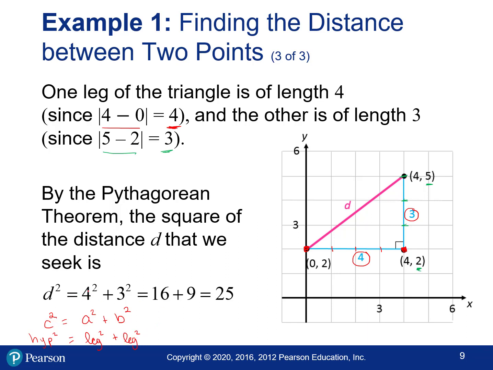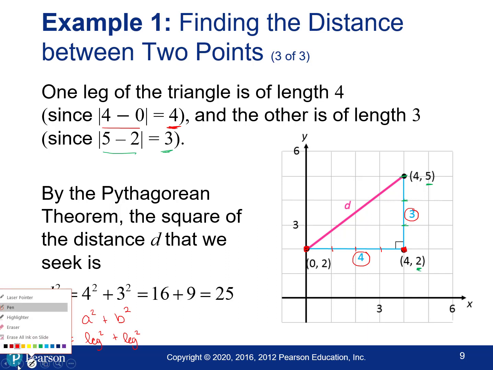Alright, so we had a leg that's 4 units, another leg was 3 units. Square those. 16 plus 9, add them. You get 25. But 25 is not the length that we're looking for. Notice that something's not completed yet. This is the distance squared.